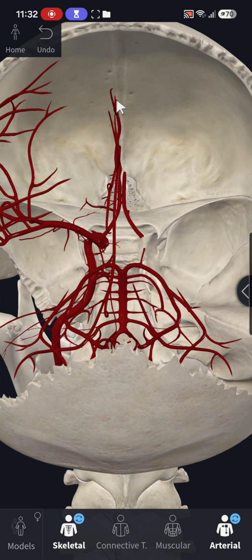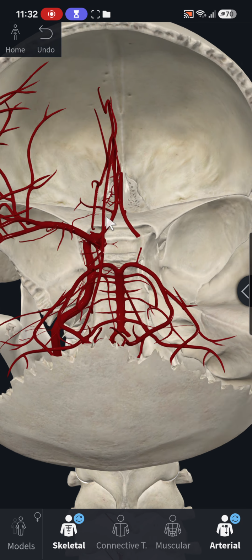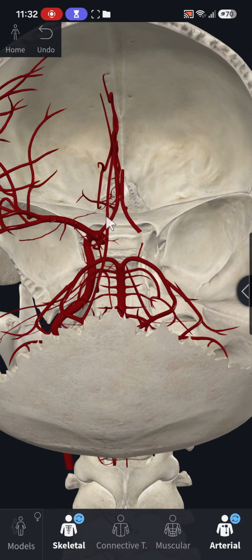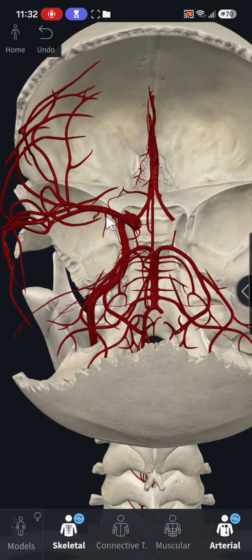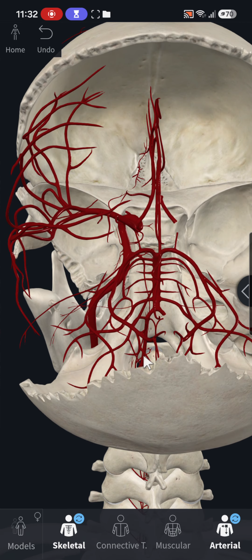So first of all, this is the circle of Willis. Let's start from the vertebral arteries. The vertebral arteries here, this is the left vertebral artery and another right vertebral artery, connect together to form the basilar artery. And then the basilar artery will divide into two posterior cerebral arteries. So up to the posterior cerebral artery, this is the posterior blood supply of the brain.